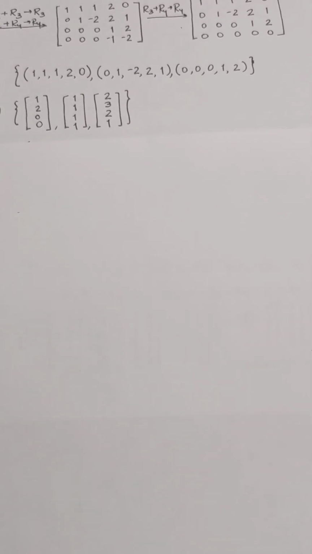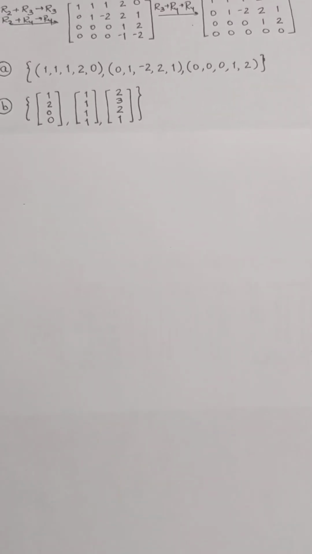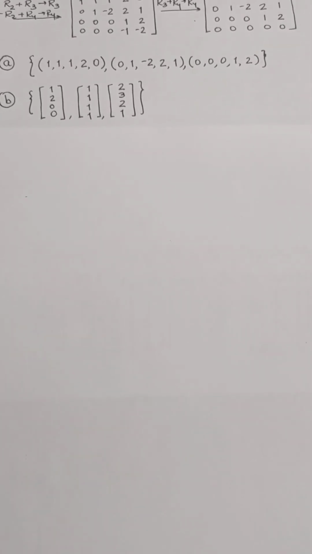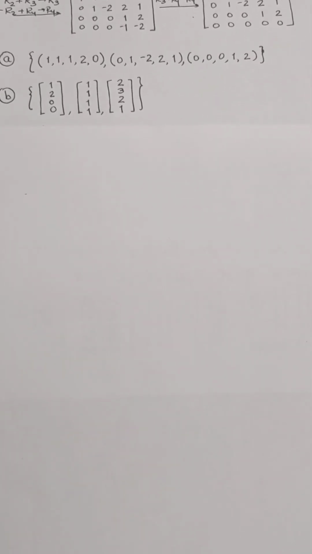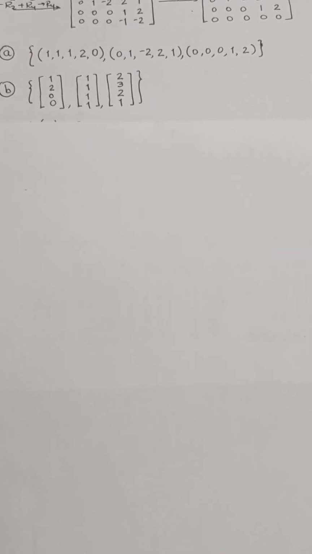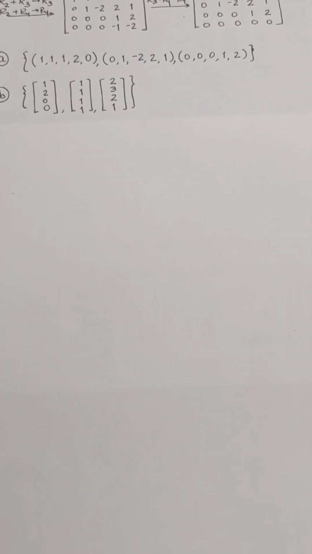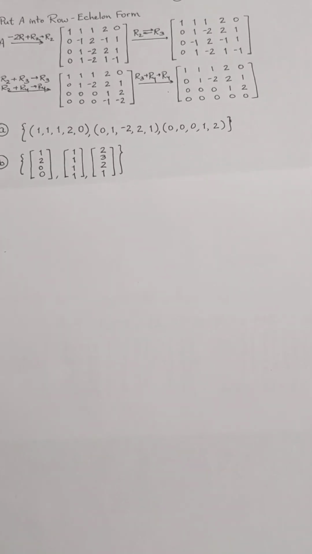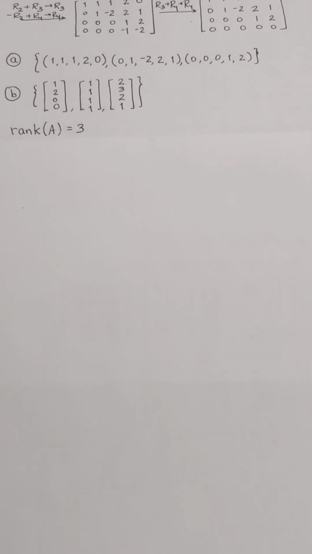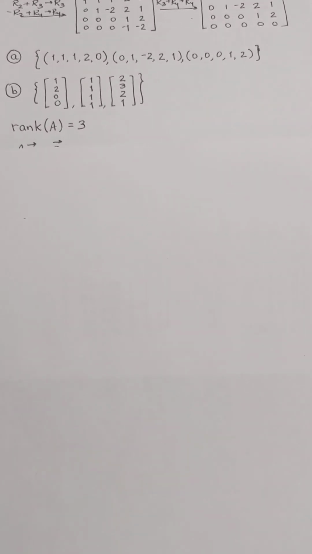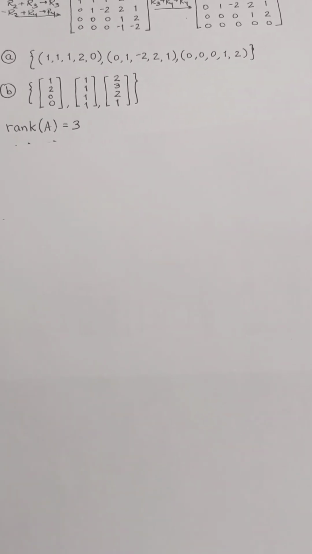Now for the column space, we look at the columns where we have the leading ones. Those columns are the first, second, and fourth columns. If we look back to the original matrix, we can take the first, second, and fourth columns. That's precisely what forms the basis here. Note that they each have 3 vectors, so the rank of our matrix is 3.